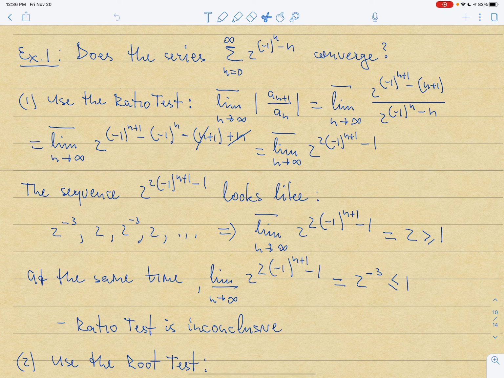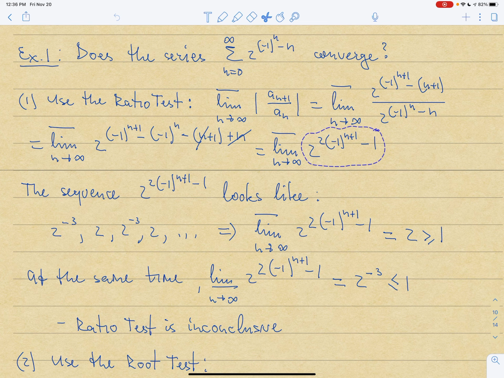And I already have (-1)^(n+1) up here. So at the end of the day, the power is going to look like 2 to the power (-1)^(n+1), and from this term, minus 1 remaining. So this is that. Now, before I compute the lim sup, let's see how this sequence actually looks.